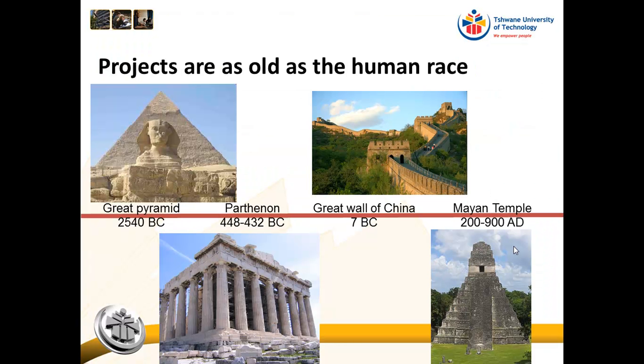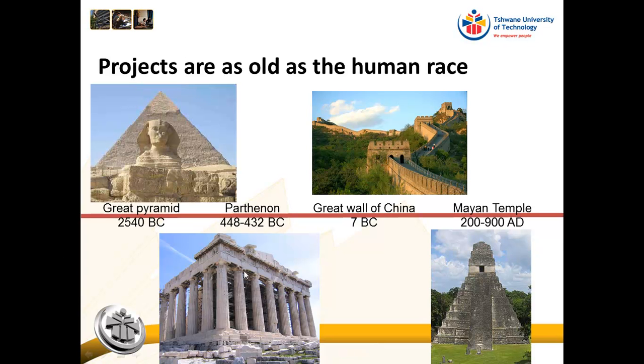Okay, so just a little bit of history on projects. Projects are as old as the human race. In 2540 before Christ, the Great Pyramid was built. So this was one of the big projects that were undertaken by the Egyptians as tombs for their pharaohs.